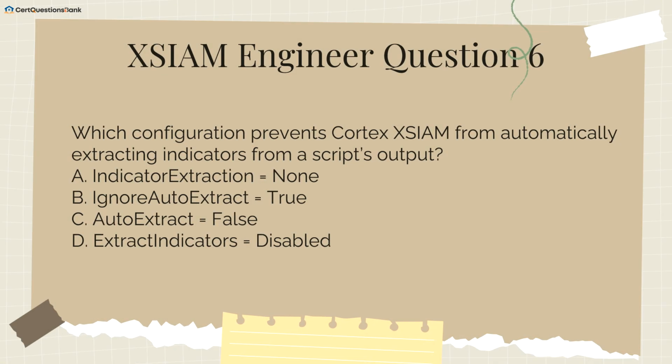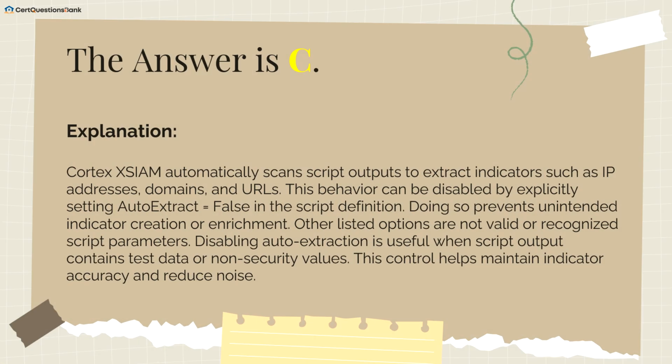Which configuration prevents Cortex XSIAM from automatically extracting indicators from a script's output? A. Indicator extraction equals none. B. Ignore auto extract equals true. C. Auto extract equals false. D. Extract indicators equals disabled. The answer is C.